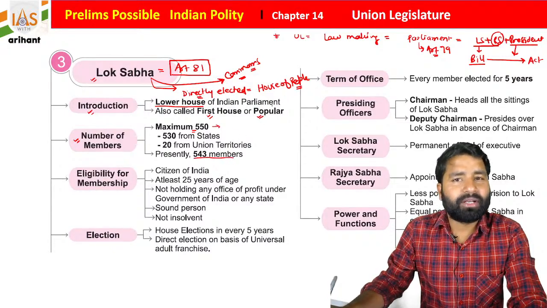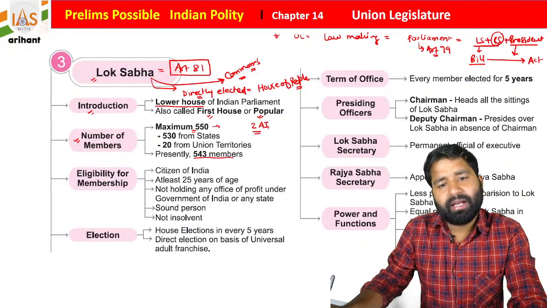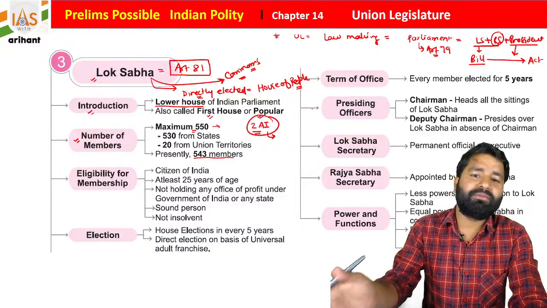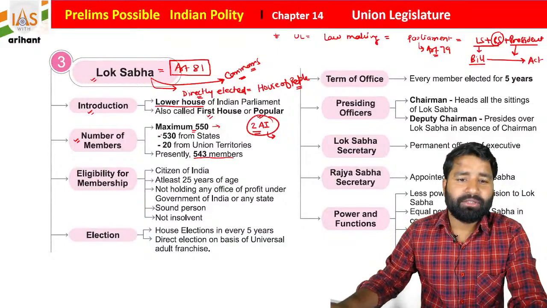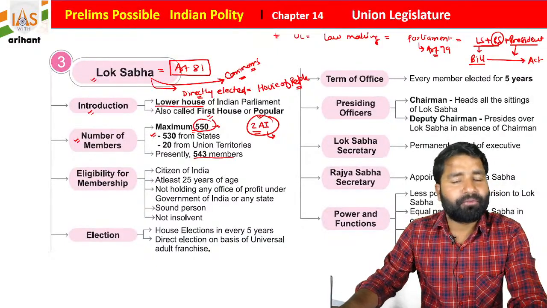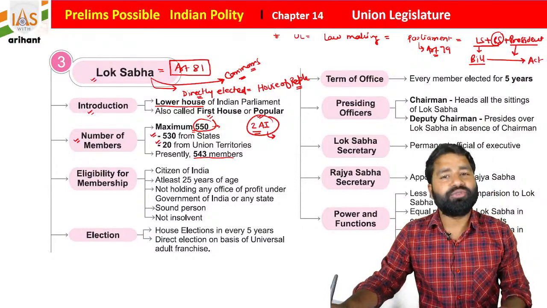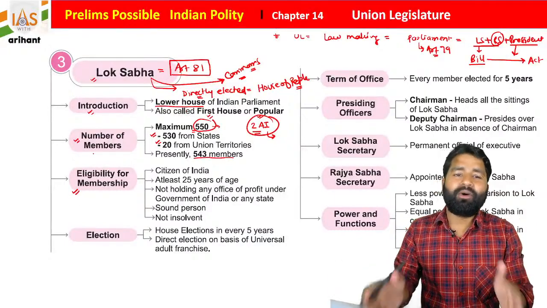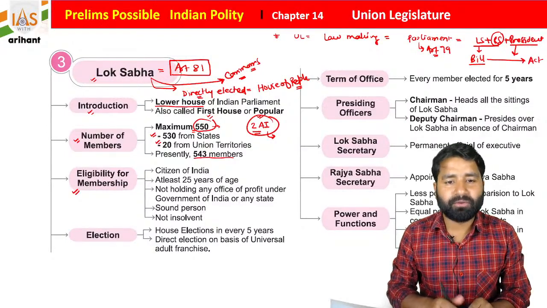Initially, before the 104th Constitutional Amendment Act, there were 2 Anglo-Indian members. They were appointed by the President of India, but that was before the 104th Constitutional Amendment Act. So the maximum number of seats can be 550: 530 from the states and 20 from the Union territories. We already discussed the same, students. So what is the eligibility criteria? What are the qualifications to be a member of Lok Sabha?